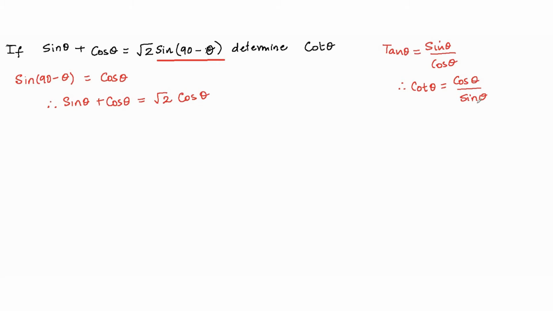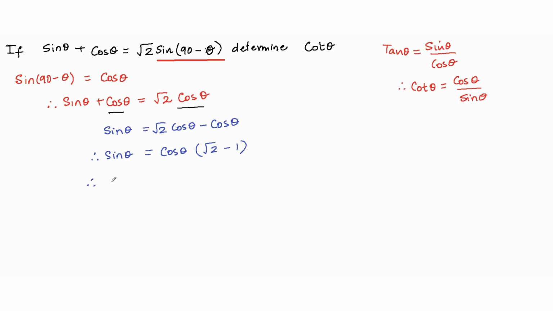And now I need cos theta by sin theta. So let me group all the cos theta terms on the right hand side. I notice that I have one cos theta term here and the other cos theta term here. Therefore, I can write this as sin theta equals root 2 cos theta minus cos theta. And therefore, sin theta equals cos theta times root 2 minus 1.